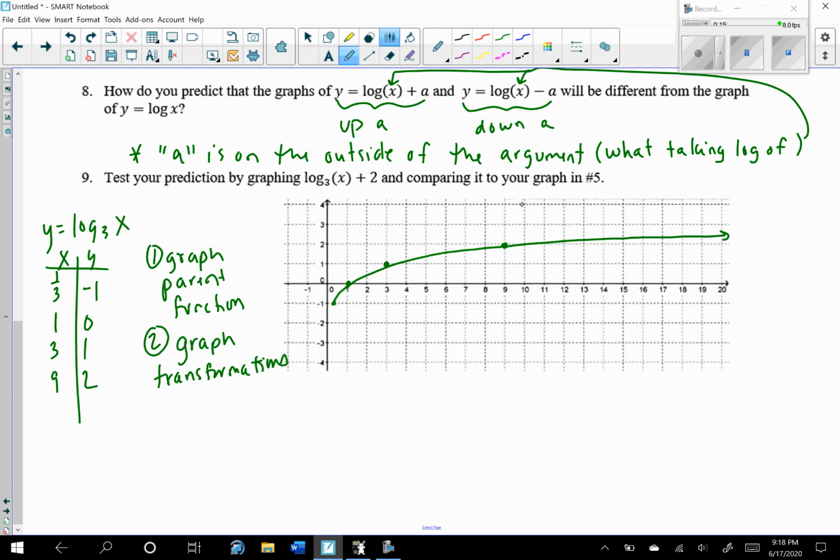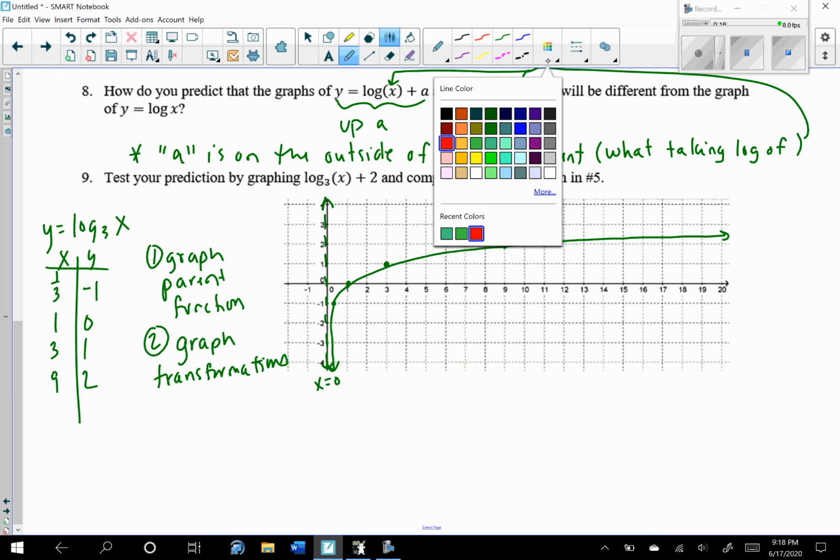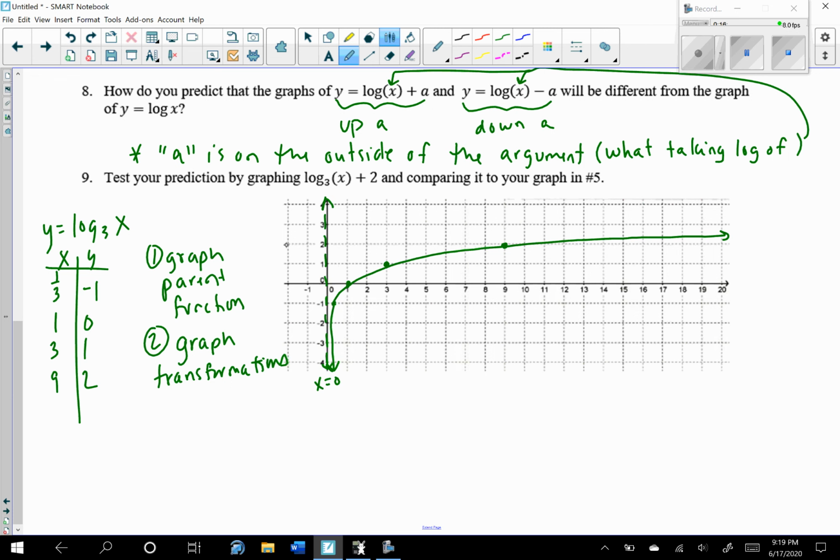And so this was my parent graph, which has an asymptote here at x equals 0. And if I graph my transformed graph, we have +2, so that moves it up 2. So I just count up 2 from my parent graph. That's why it's nice to graph the parent graph, because then you can just move your graph from that. And the vertical asymptote did not change. It's still at x equals 0.